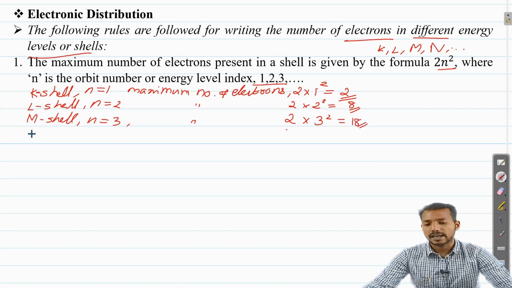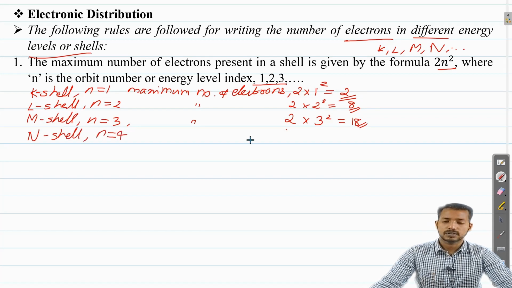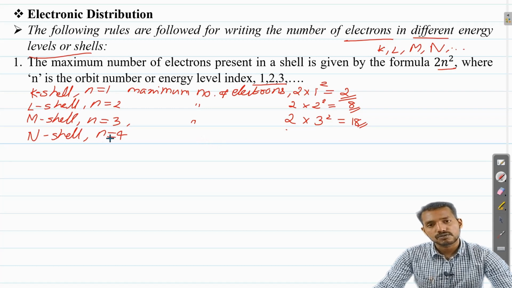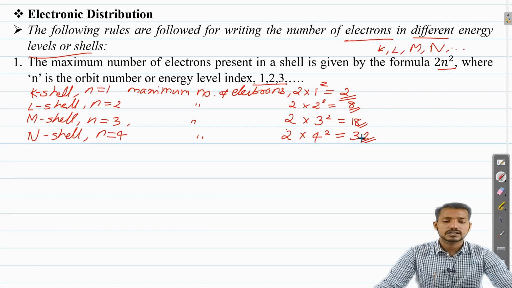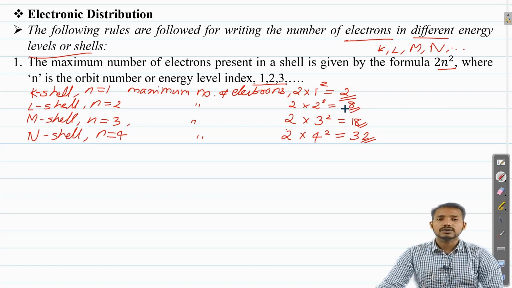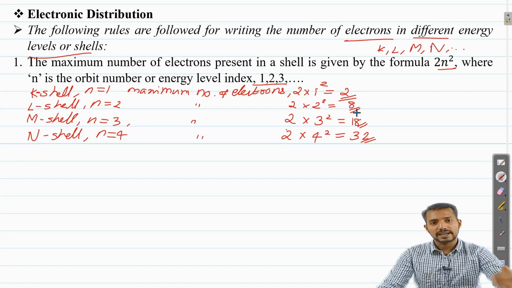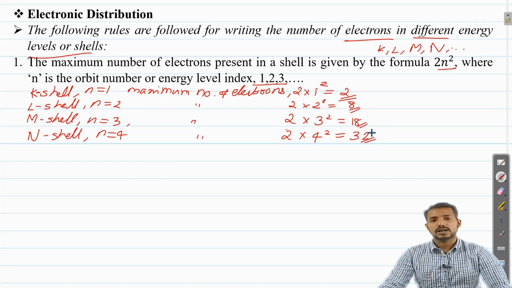Okay, similarly N shell. In case of N shell, n equal to 4. Clear, the energy level index is 4. So the maximum number of electrons that can be filled is 2 into 4 square. 4 square is 16. 16 into 2 is equal to 32. So this is the maximum number of electrons that can be filled in their respective shells. Clear, 2, 8, 18 and 32. So this first rule we have to remember.